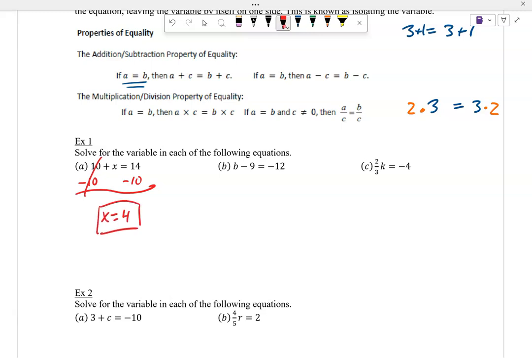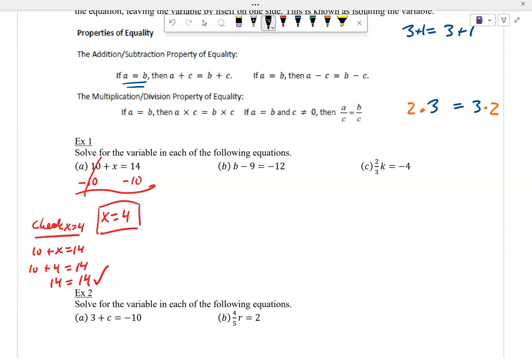And the beautiful thing about mathematics is you can check your answers most of the time. 10 plus x equals 14. If x really is 4, is the statement true? You bet it is. 14 does equal 14. So we love that about math. We can check our answers.